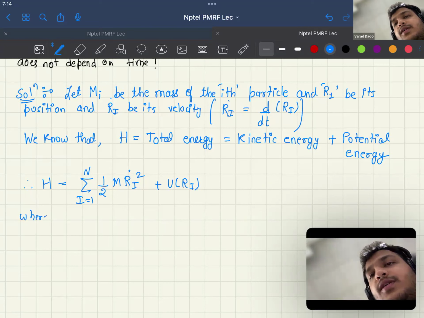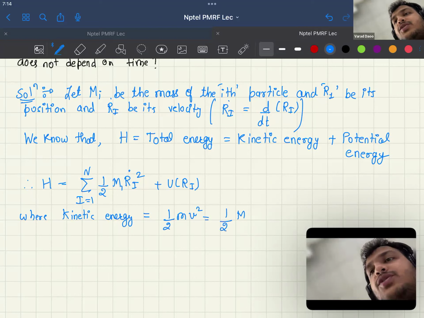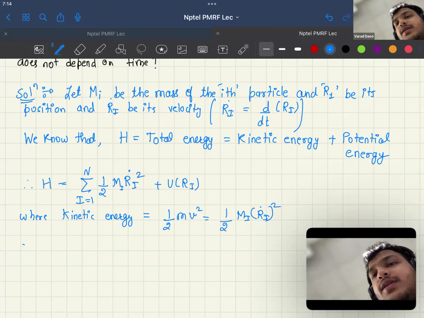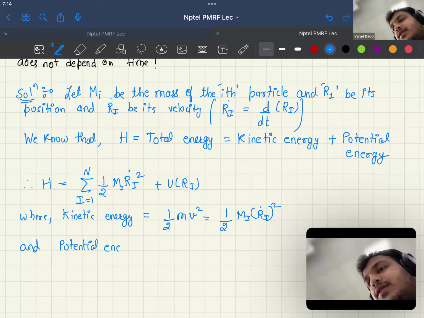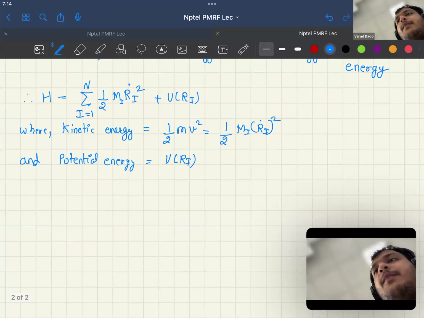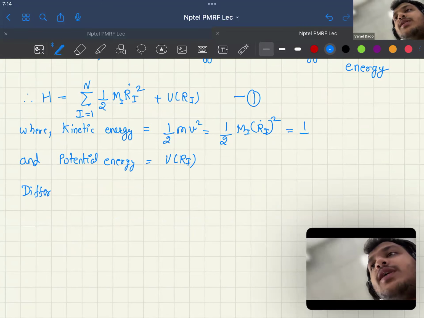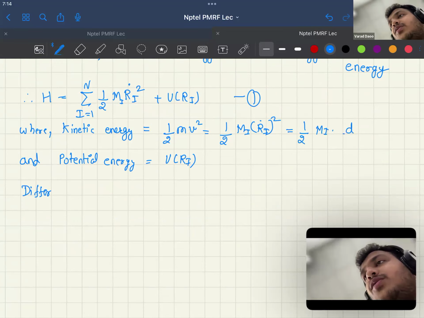Where kinetic energy is equal to half m v square, which is half of mi, so here it should be mi, right? Mi into ri dot square, and potential energy is equal to U of ri. Okay. Now let us assume that this is expression one, which is nothing but half of mi into d by dt of ri, whole square.